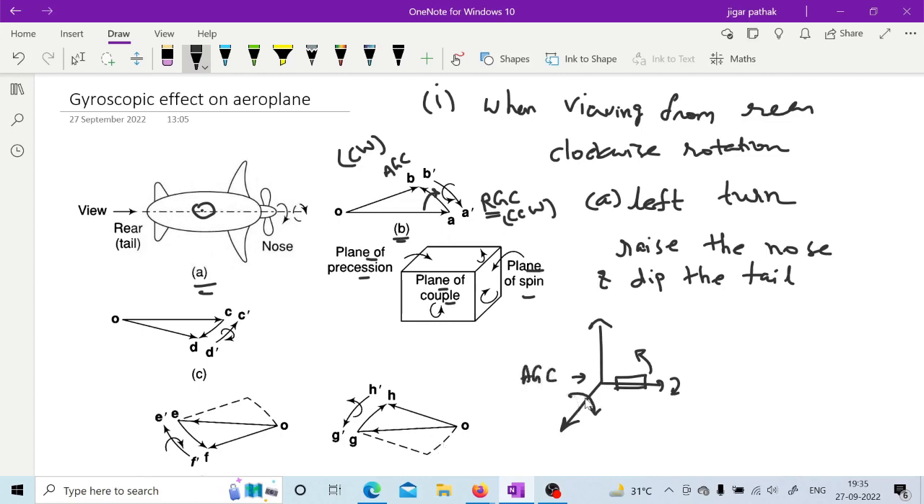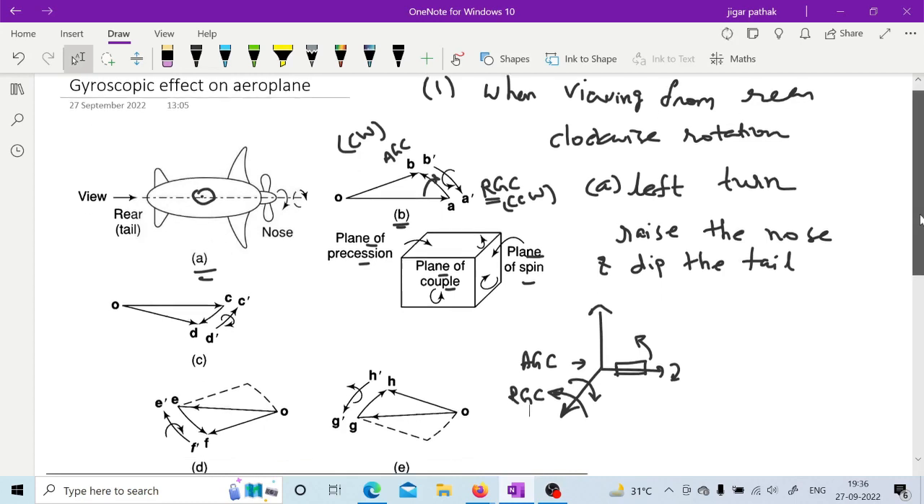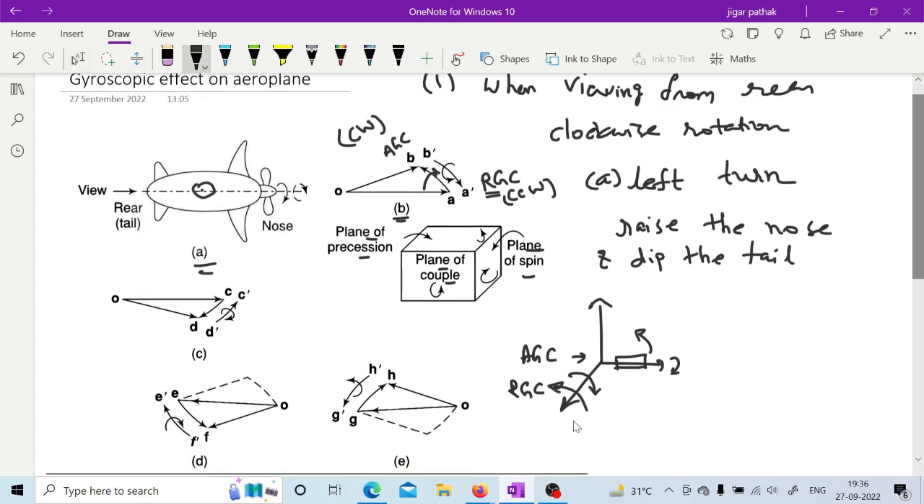Now this clockwise couple will try to lower the nose, but the reactive gyroscopic couple is there, which is going to raise the nose and dip the tail. I guess from this figure you can understand. So everyone is clear with this? Yes, sir.